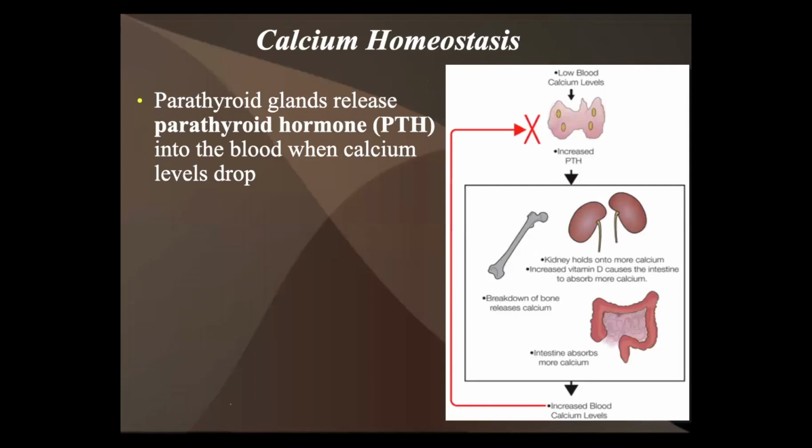All right, so calcium, as we mentioned, is a very important building block of bone. By controlling how much calcium there is in the bloodstream, that controls how large your bones are and how much they can grow. Parathyroid glands release parathyroid hormone, PTH, into the blood when calcium levels drop in the body. So PTH takes out calcium from the bone, and as it does it, the bones get smaller.